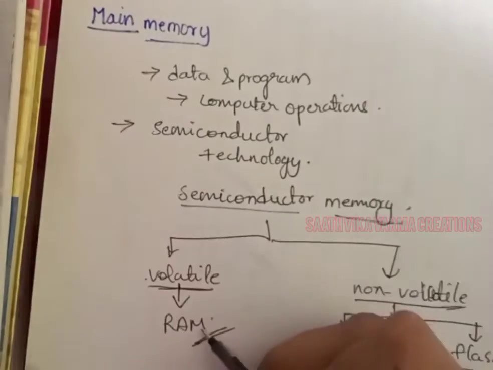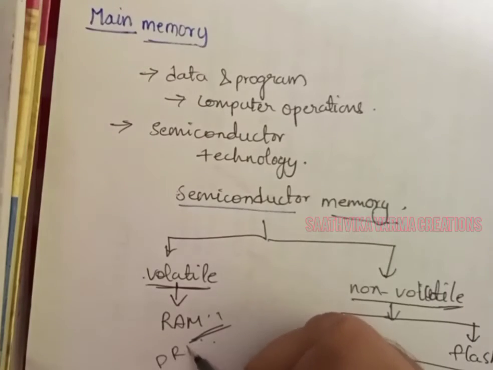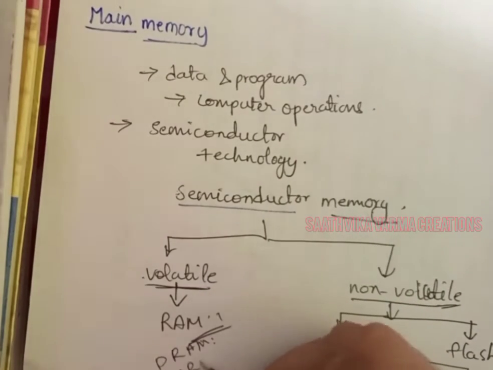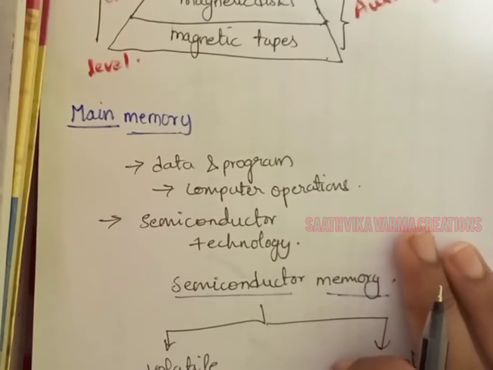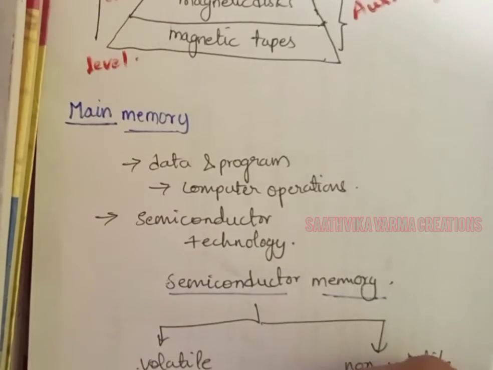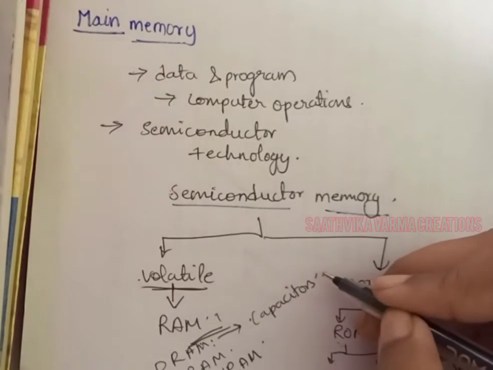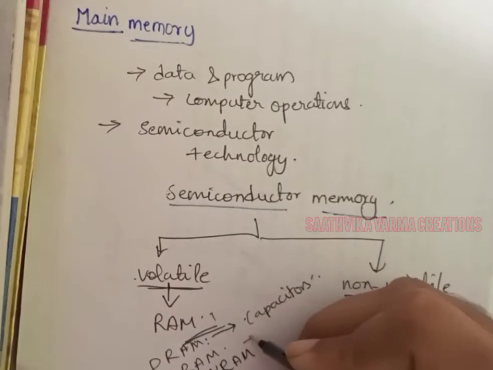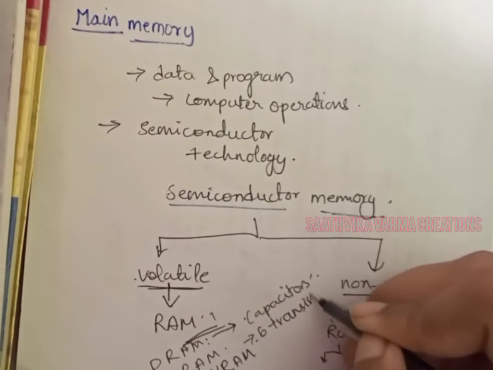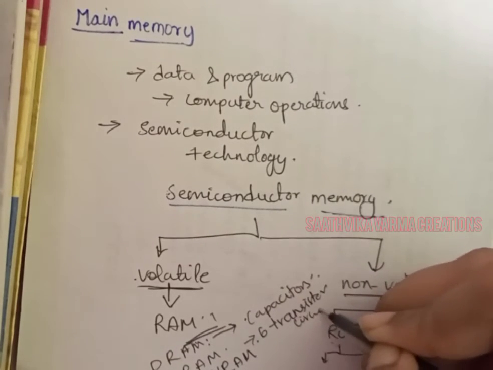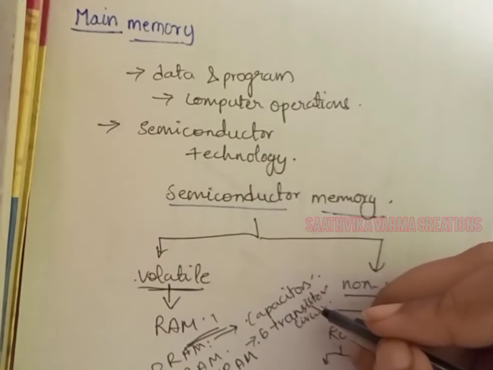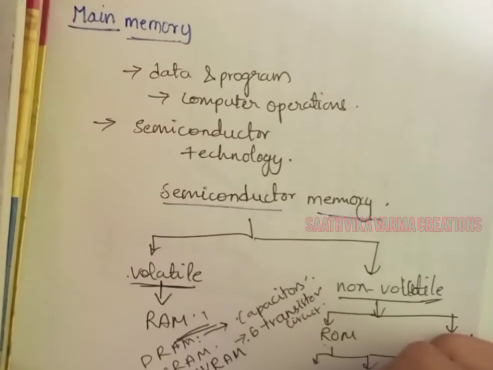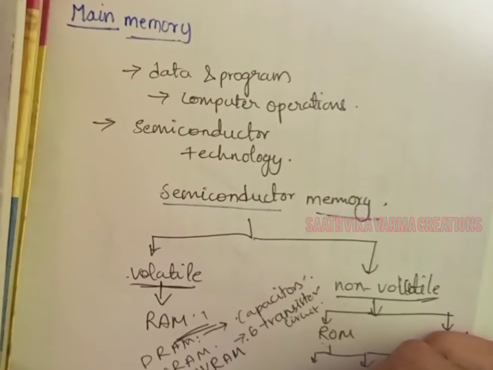RAM memory has different types: DRAM, SRAM, and NVRAM. Dynamic RAM is made of capacitors and transistors, whereas static RAM has a 6 transistor circuit in each cell and retains data until power off. Non-volatile RAM retains its data even when turned off.